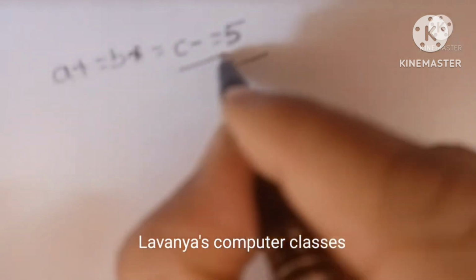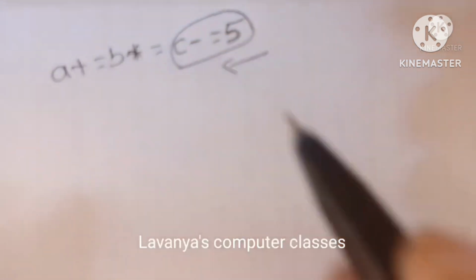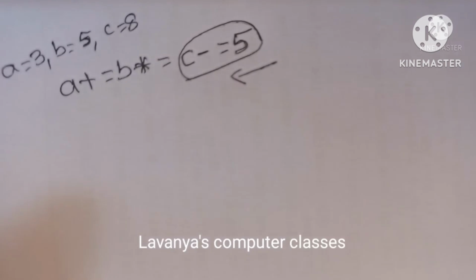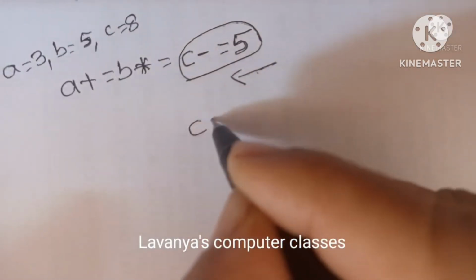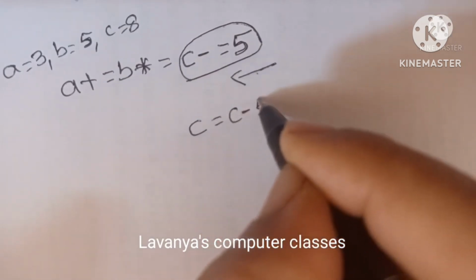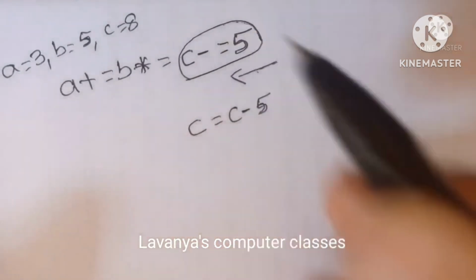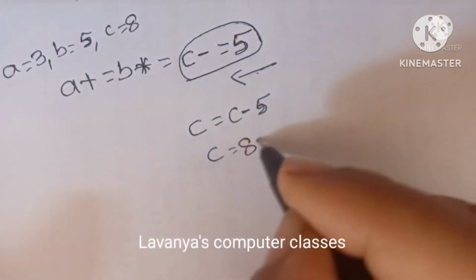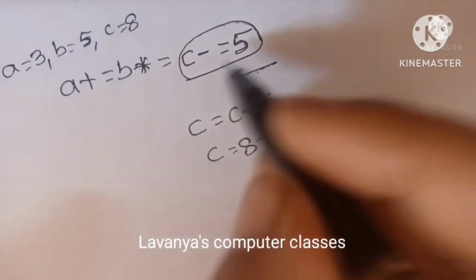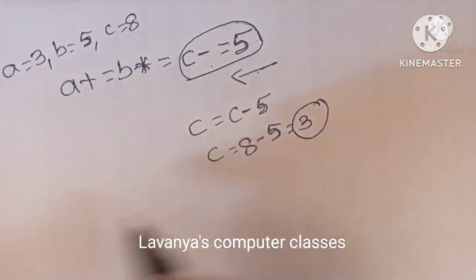Whenever we get an expression like this, we have to go from right to left. This is also called a shortcut assignment operator. For that I will take some values: A is 3, B is 5, C is 8. So right to left, C -= 5 is simply C = C - 5, the shortcut assignment operator. Substitute the value of C: 8 minus 5 is 3.